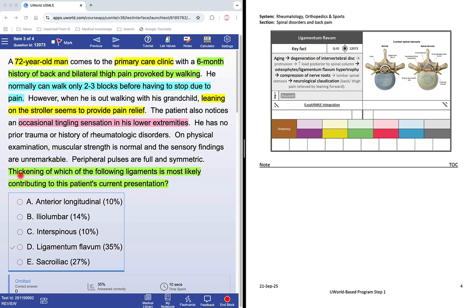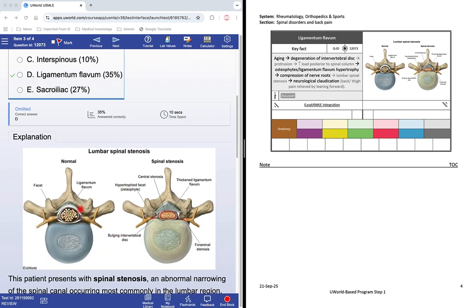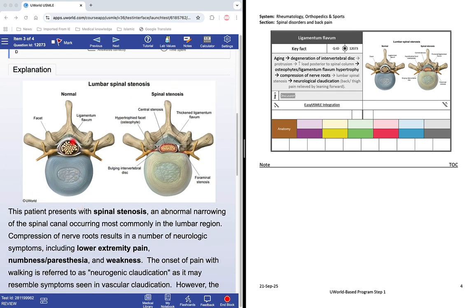The question here is, thickening of which of the following ligaments is most likely contributing to the patient's current condition? The answer is ligamentum flavum. Ligamentum flavum, as we see in the figure, is located here. This is a normal vertebra. We have the intervertebral disc, and we have the spinous process out here, and now we have the ligamentum flavum.